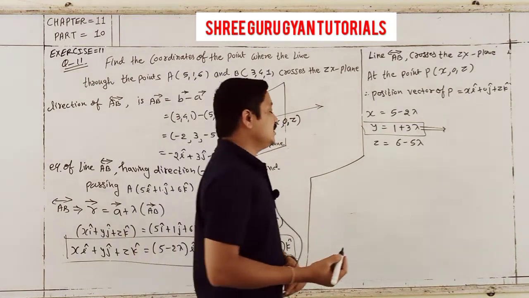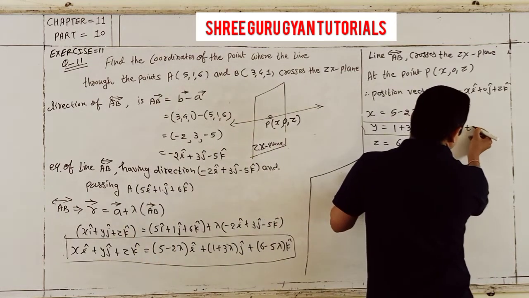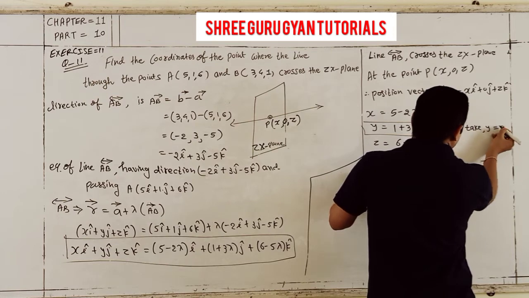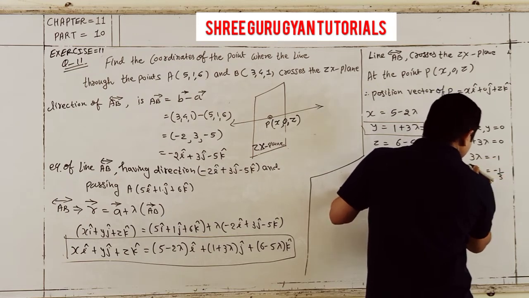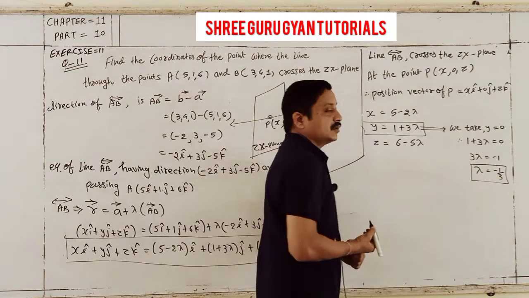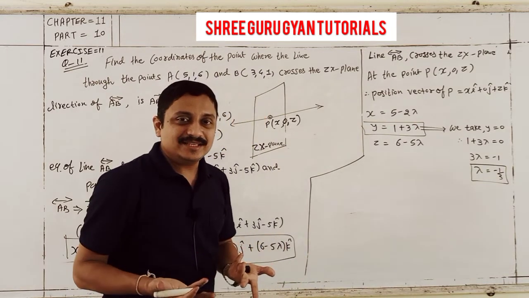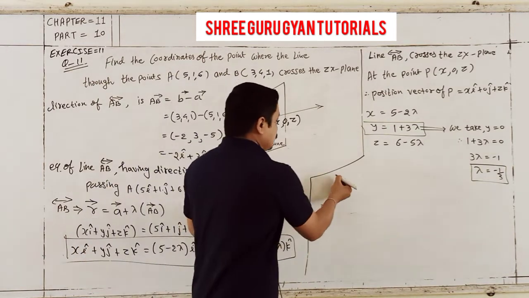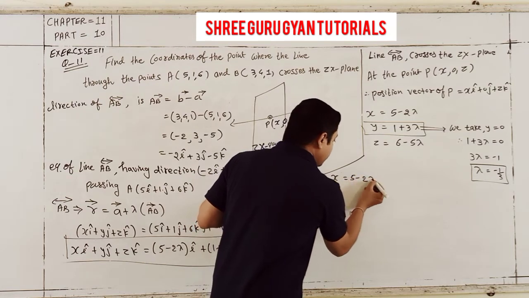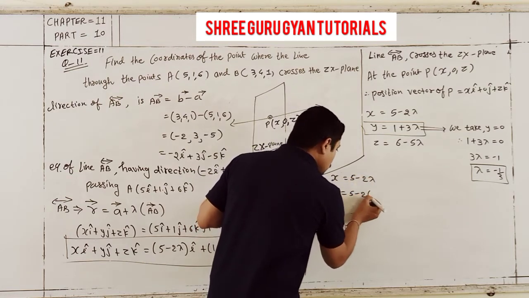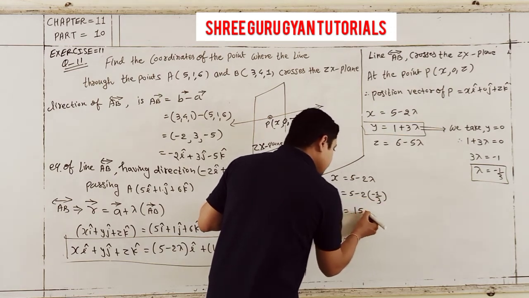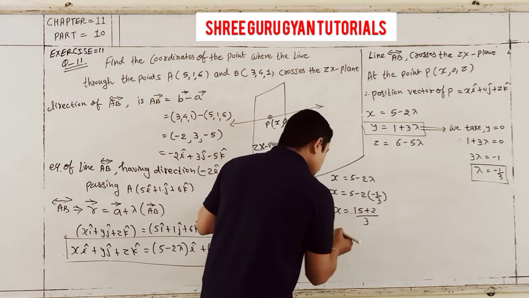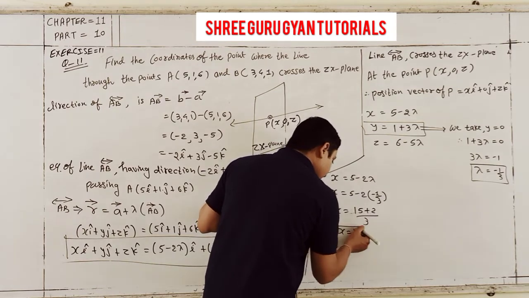So very easy. Yes, we take y is equal to 0. That's why 1 plus 3 lambda is equal to 0. It means 3 lambda is equal to minus 1. Lambda is minus 1 by 3. And very easy, putting it in x and z. So what's your x? 5 minus 2 lambda. 5 minus 2, but lambda is minus 1 by 3. My answer is 5 times 3 is 15 plus 2. So the answer is 17 by 3.